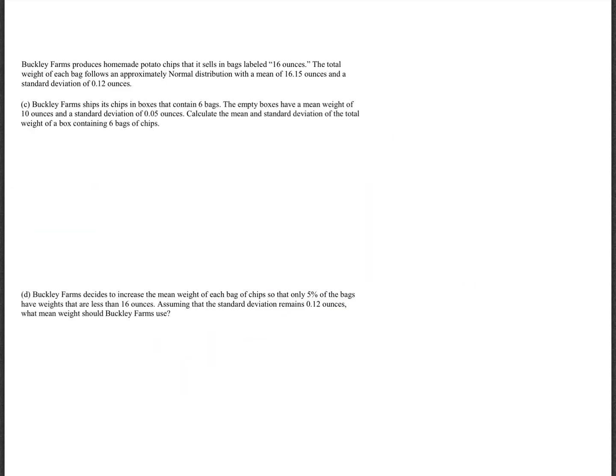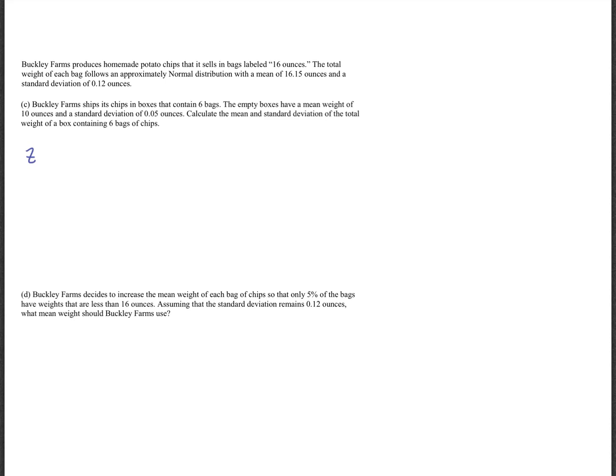Okay, part C, same setting. They say Buckley Farms ships its bags in boxes that contain 6 bags. The empty boxes have a mean weight of 10 ounces and a standard deviation of 0.05 ounces. Calculate the mean and standard deviation of the total weight of a box containing 6 bags of chips. Okay, so we'll call this new distribution maybe Z.